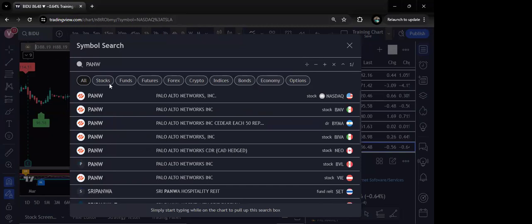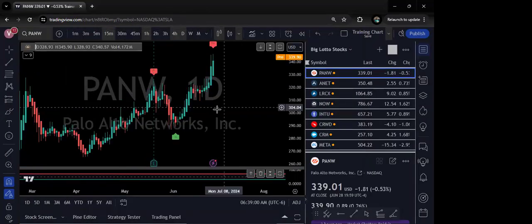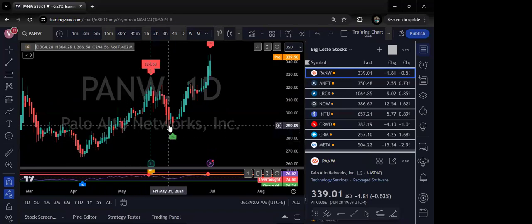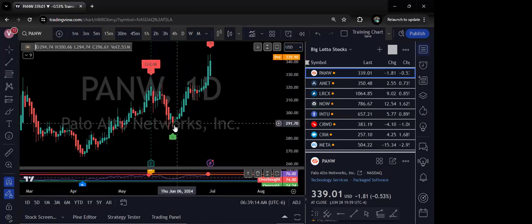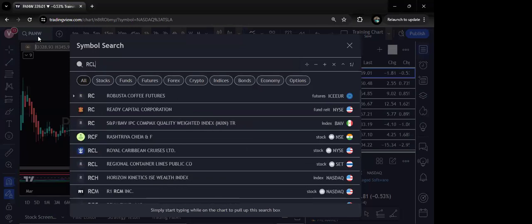So the key plays were PANW, and you guys saw, from the beginning of June, we went from this level, 287, all the way to the end of the month. It was just trending up. This was the first day of June, and up to the last day, it was trending up. So that was the key play in June. It was momentum. The other momentum stocks were AXP, RCL. You guys saw RCL, what it did.